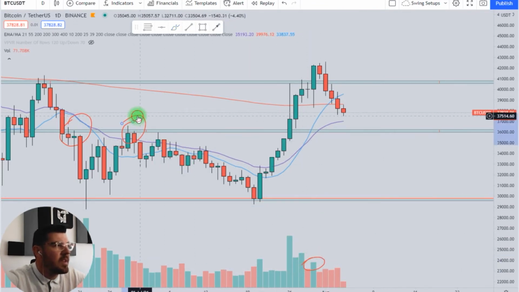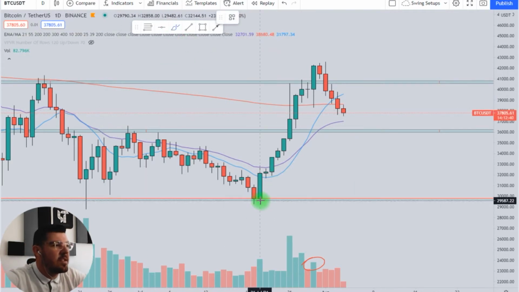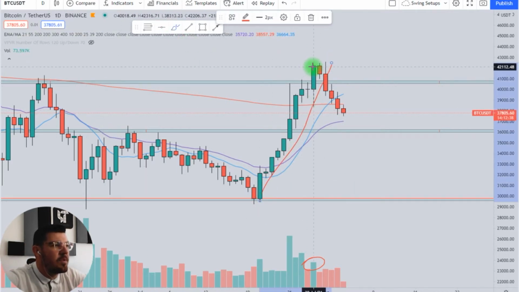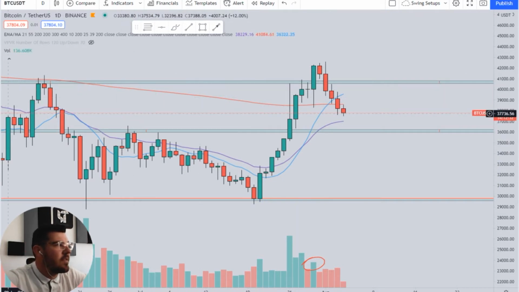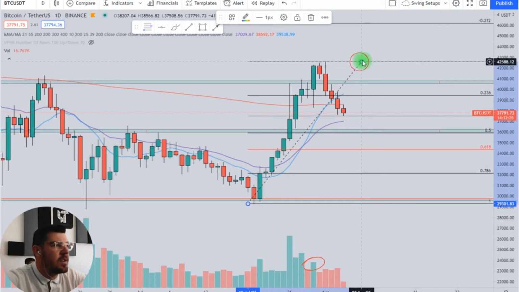So where to from here for Bitcoin? What I want to suggest, and what I'm going to do, is dollar cost average into this move. If you look at these lows from 21 July all the way up to the 30th of July, there was not one red day. So I'm just going to pull a straight fib from these lows to the highs, and I'm going to show you exactly where I'm going to dollar cost average in.